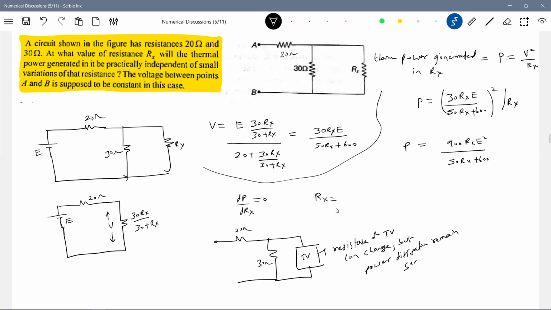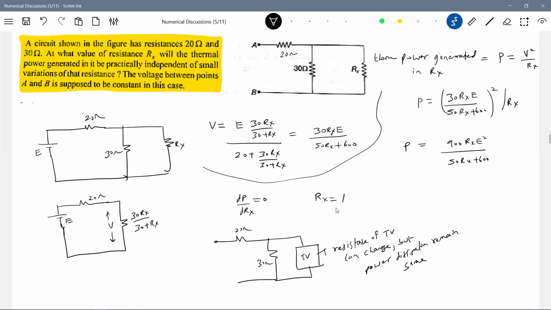Very, very important. What will the power dissipated determine? It will determine the volume as well as the brightness. Why will the resistance of the television change? Due to some external factors, temperature variation, or so many other parameters.